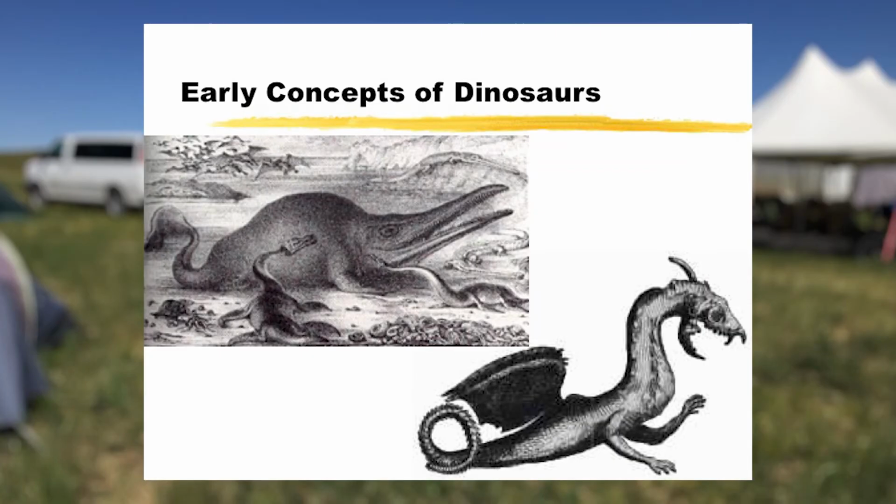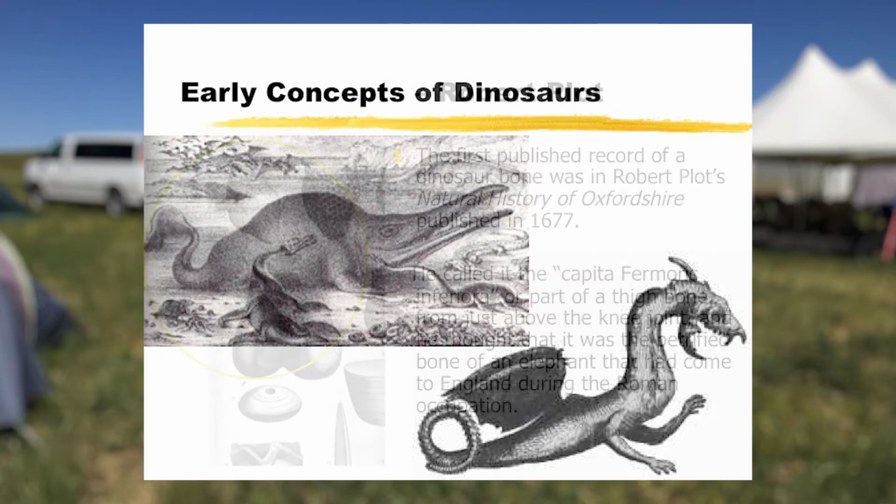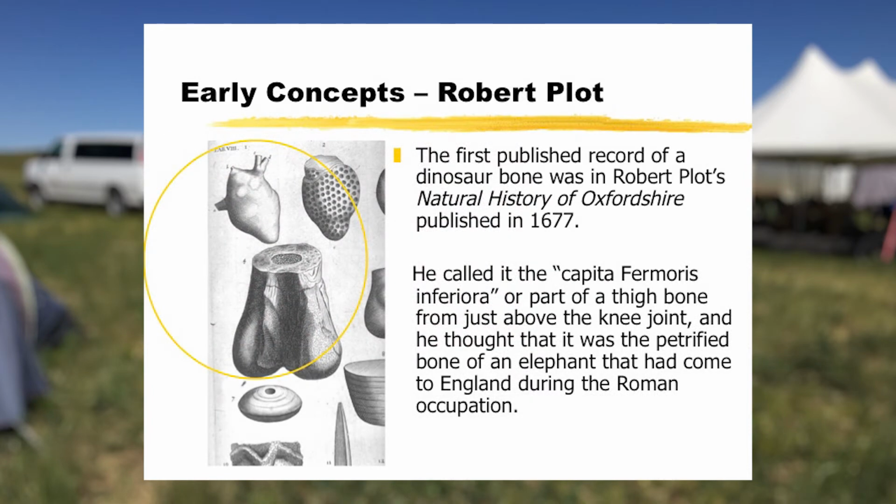The early concepts of dinosaurs came from some fossils that were found in the 1700s. The earliest of these was published in a book, Robert Plot's Natural History of Oxfordshire, published in 1677. He called it Capita femoris inferiora, or part of the thigh bone. He thought it was from an elephant because the Romans had come to England and had brought elephants with them. So that's what he assumed it was because it was so large.